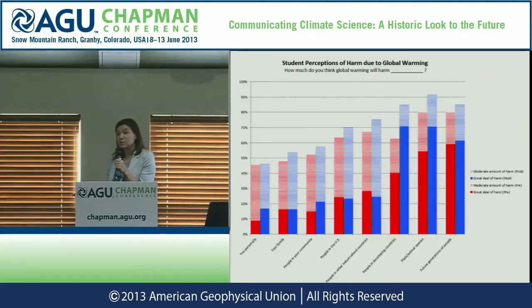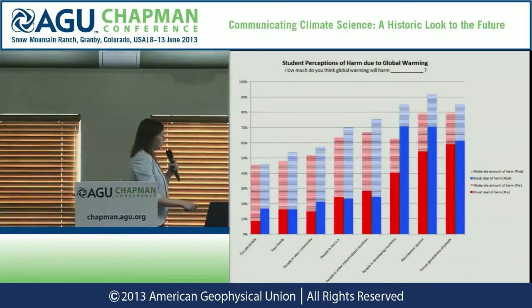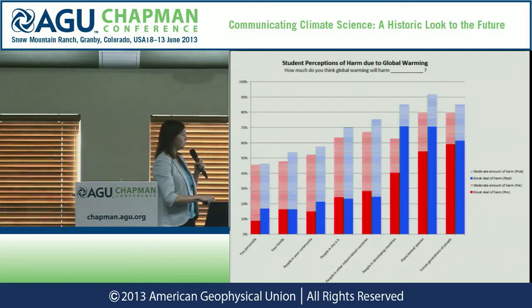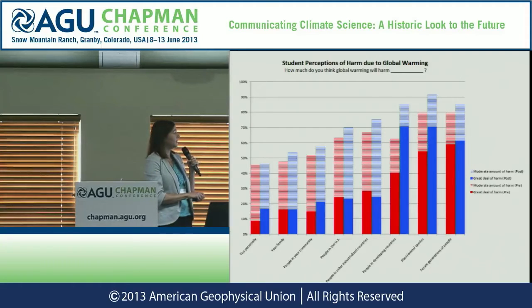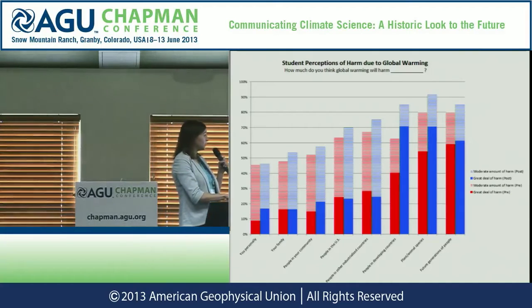So student perceptions of harm. The goal here was to get them to have this global view of climate change. And I have some before and after. So on the left is the pre-course survey, on the right is the post-course survey. And then a great deal of harm is in solid, and a moderate deal of harm is in the shades here. And I have you personally, your family, people in your community in the United States, in industrialized countries, and developing countries, plant and animal species, and future generations of people.